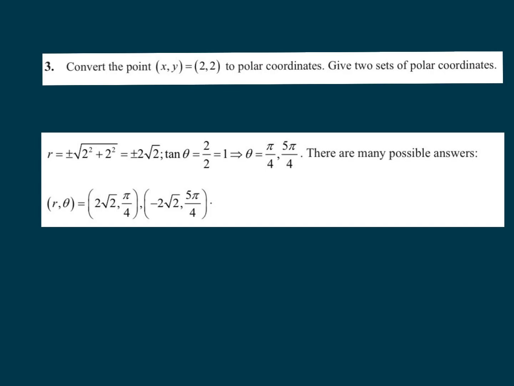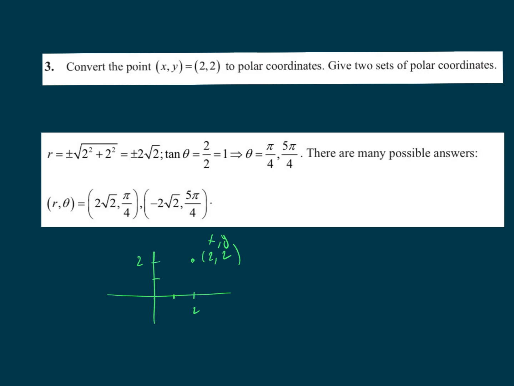Now, this problem is the opposite of the previous one. In the previous problem, we converted from polar coordinates to Cartesian coordinates. Converting from polar to Cartesian coordinates is easy. Now we are going to convert from Cartesian coordinates to polar coordinates. So we have the point (2, 2). It's good that you write the point (2, 2) and label the x and the y, so you don't get confused with the r and the theta.